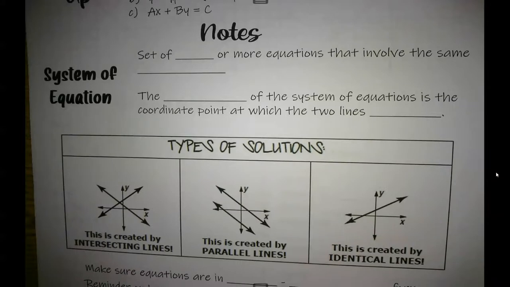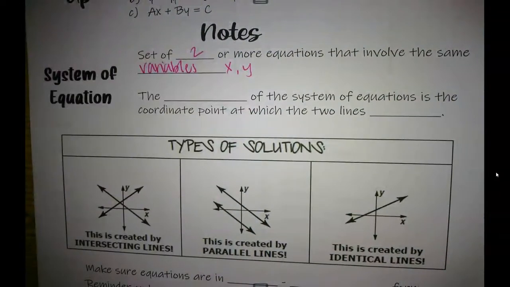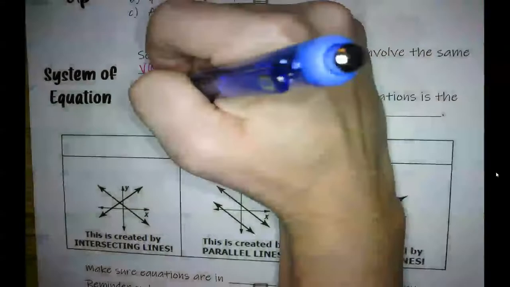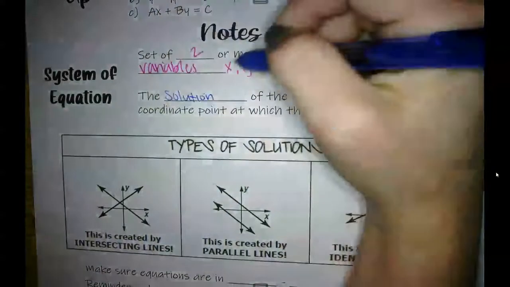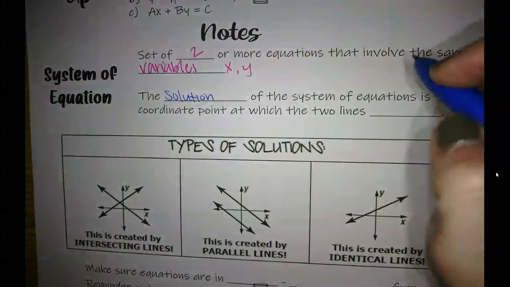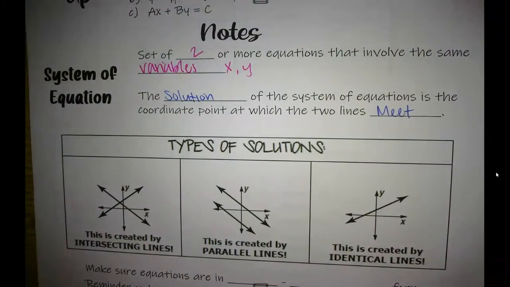Right, systems of equations. So what are systems of equations? They are a set of two or more equations that involve the same variables. So we're going to be looking at x's and y's. Both of our equations are going to have x's and y's, and we're going to try to figure out what the x and y is. So the solution, or the x and y of each of those equations, of the systems of equations, is the coordinate point at which the two lines meet. So we want to know the x and y of where the two lines meet.